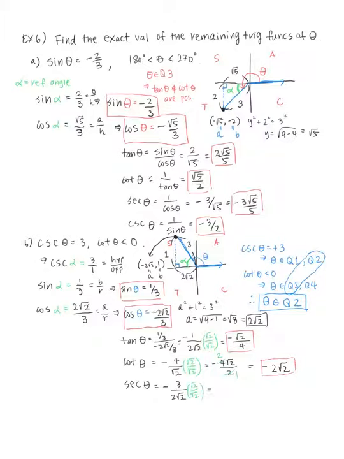So what do we got? Negative 3 root 2 over 4. We got this. One more, just one more. Cosecant of theta is 1 over sine. So in this case, no work necessary, just 3. And there you have it.